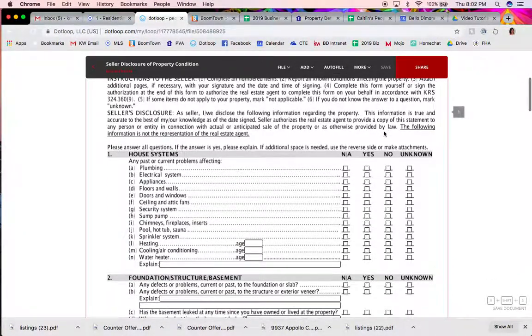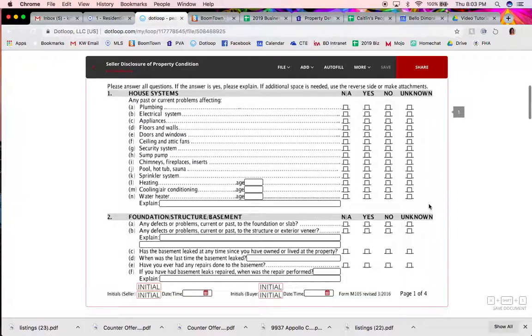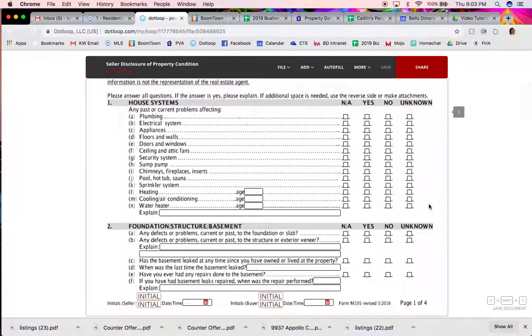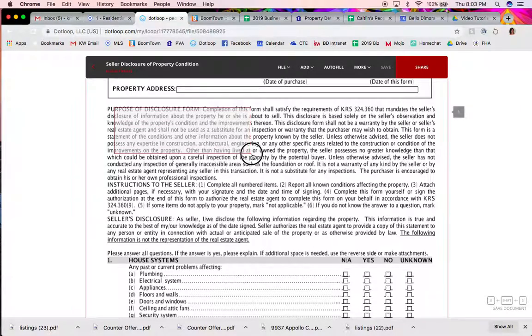So scrolling down, the first page is the hardest page to fill out as a seller because it asks the most questions about the systems of your home. And of course right up here it explains what the purpose of this seller disclosure is, that the sellers have an obligation to fill this out truthfully and honestly. But there is also a section where the seller can refuse to fill this out, and we can get to that here in just a minute.